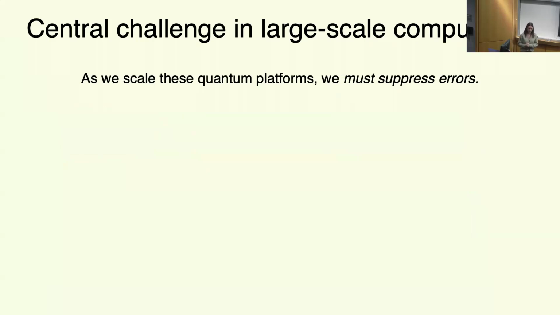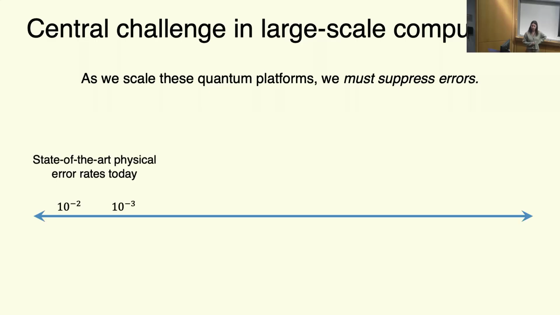So the central challenge is really that as we scale these quantum platforms in order to run larger and larger computations, we have to suppress errors as we do this. So those of you with some familiarity with quantum mechanics know that quantum systems are inherently fragile. They need to be isolated from their environment, otherwise you'll just destroy this delicate superposition.